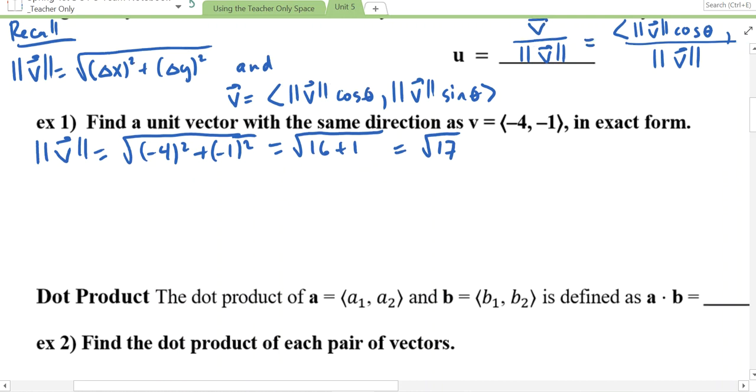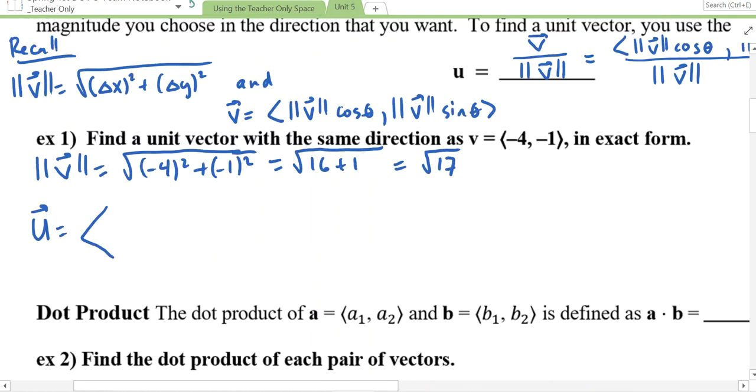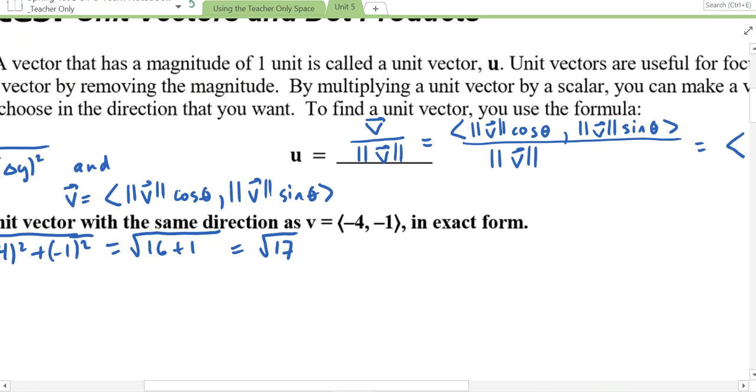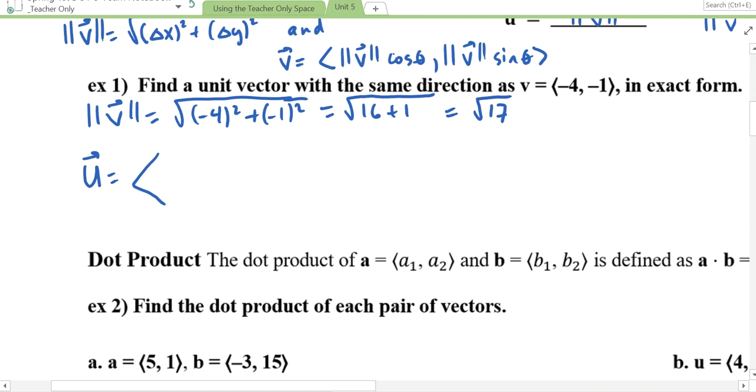And then we're going to go find the unit vector now. Remember, it's always going to end up being the magnitude of the vector times cosine of the angle divided by the magnitude of the vector, right? So if I know that the x is -4, then this is going to be negative 4 divided by square root of 17. And the y component is going to be 1 divided by square root of 17.